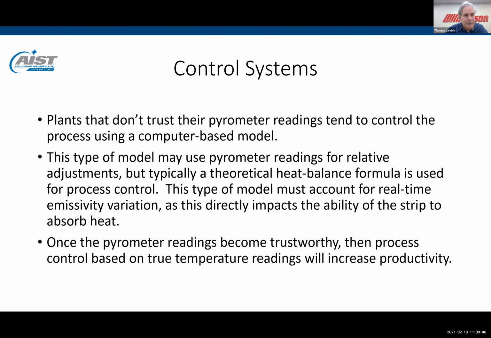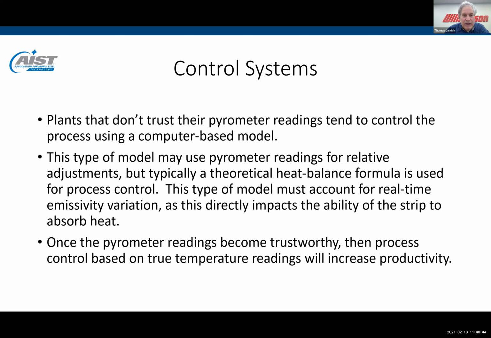Now we run into some issues. For plants that don't trust their pyrometer readings, they tend to control the process using a computer-based model or by monitoring the temperature of the atmosphere rather than the temperature of the strip. And when you do this, a model is unable to account for real-time changes in the emissivity of the strip. And particularly in the heating zone, the efficiency at which the strip is absorbing heat in a direct fired heating zone is directly proportional to the strip's emissivity. Remember, emissivity is the opposite of reflectivity. So as the emissivity of the strip changes, its ability to absorb that heat also changes.